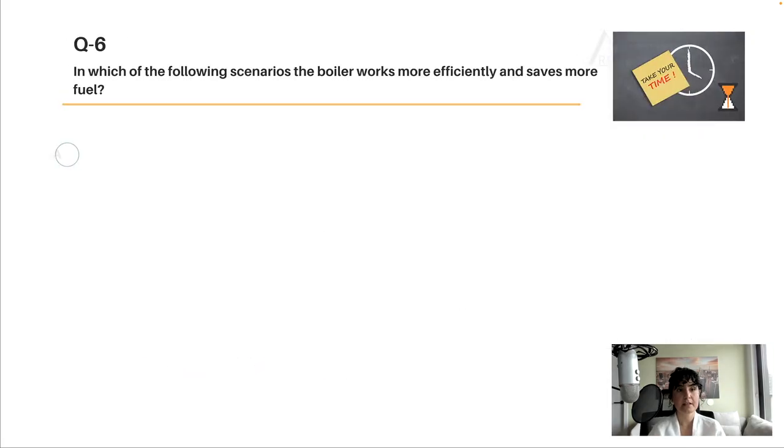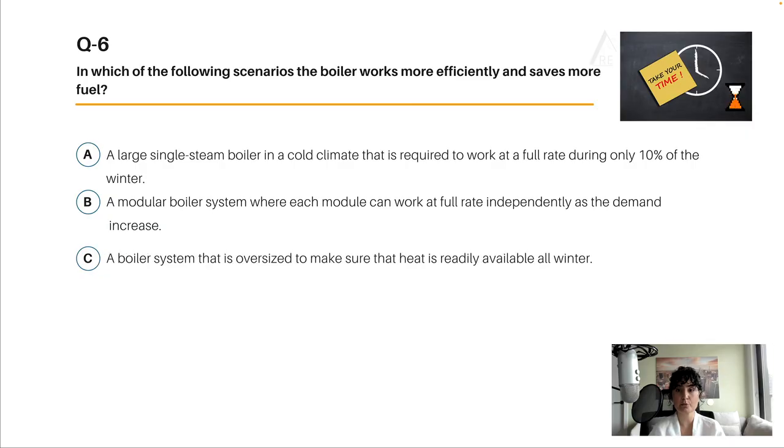Question number 6. In which of the following scenarios does the boiler work more efficiently and save more fuel? A. A large single steam boiler in a cold climate that is required to work at a full rate during only 10% of the winter. B. A modular boiler system where each module can work at a full rate independently as the demand increases. C. A boiler system that is oversized to make sure that heat is readily available all winter. Please take a minute, read all the options very carefully with the question, and come back to see the answer.